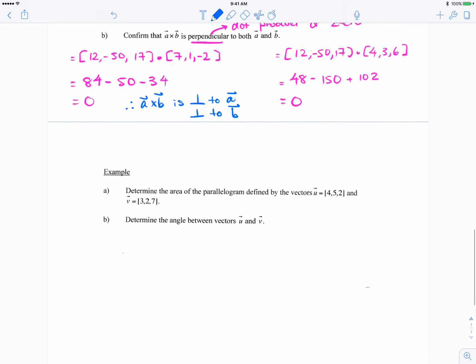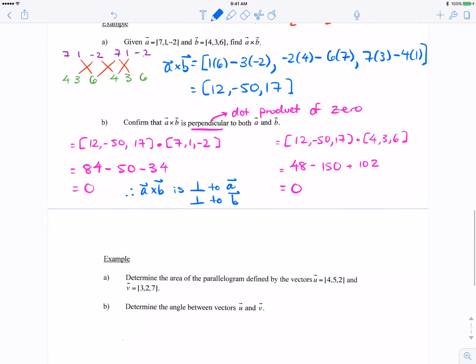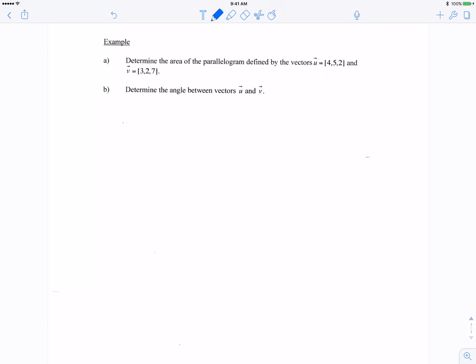Okay. Next one, determine the area of the parallelogram defined by these vectors. I'd like you to take a minute and try those vectors out. I'm going to freeze the screen so you can't see it. You're going to be doing the exact same thing you've done here with cross product. Right? Don't go on to B yet, just try to do A. So cross product between the vectors. And remember, I'm looking at the magnitude of that cross product.